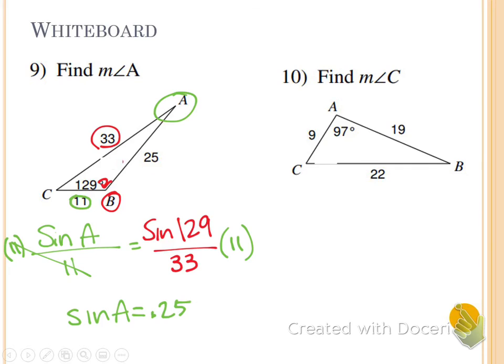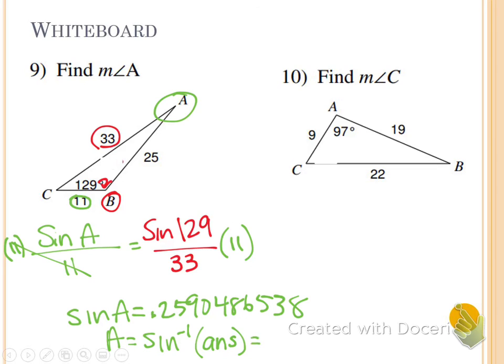Leave it in your calculator. I'm going to write it down because I'm the teacher. You don't have to write it down unless you want, but I would not round it. I would hit shift sine, shift sine. Oops, I missed it. Shift sine, and then previous answer. All right, we get 15 degrees.